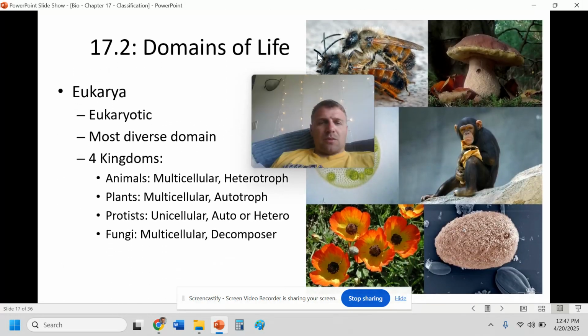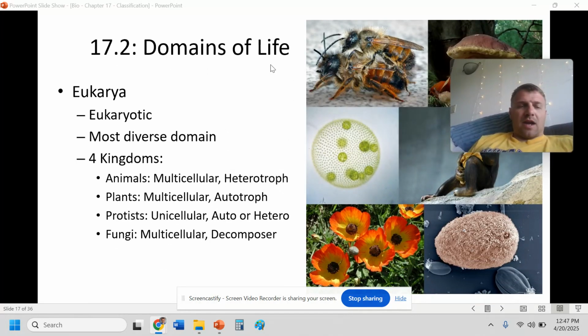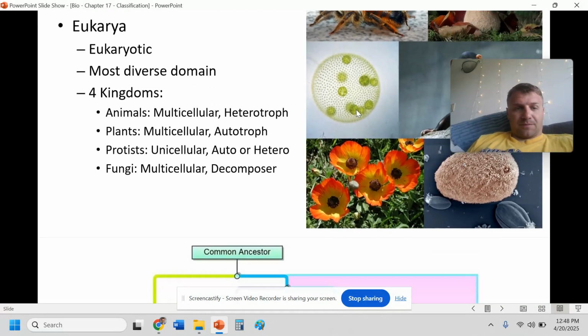The last group that we're going to look at is the domain of eukarya. And this is the most diverse group, and it's the group that we belong to. Within the eukarya domain, there are animals, plants, protists, and fungi. And you can see each has more specifics that make them in that kingdom group. Now, obviously, we're animals because we're multicellular and we're heterotrophs. We eat other things for food. But you can see each of these kingdoms is just a little bit different.